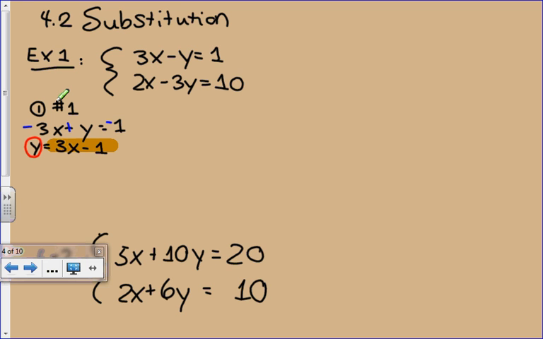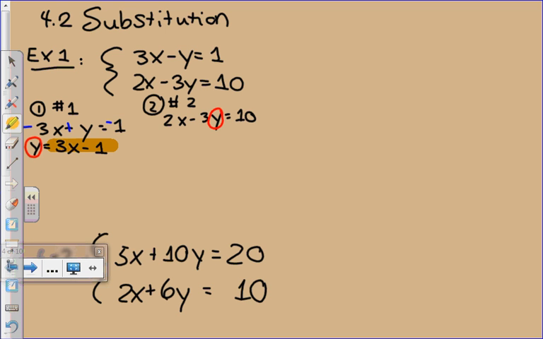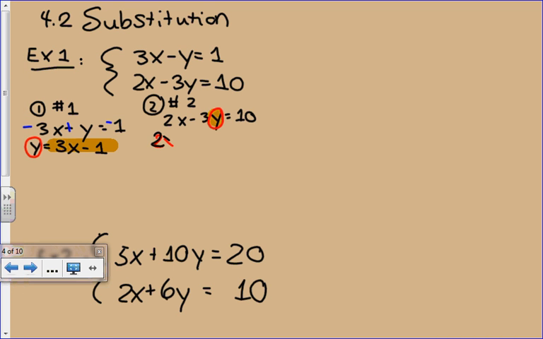All right. Step 2. We got this from equation number 1. Where does it need to go? Number 2. So make sure you fully write out 2x minus 3y is equal to 10. So if we highlighted the y over there, what are we going to circle over here? The y. And that means when we write the next line, instead of writing y, we're going to write what? x minus 1, that's right.